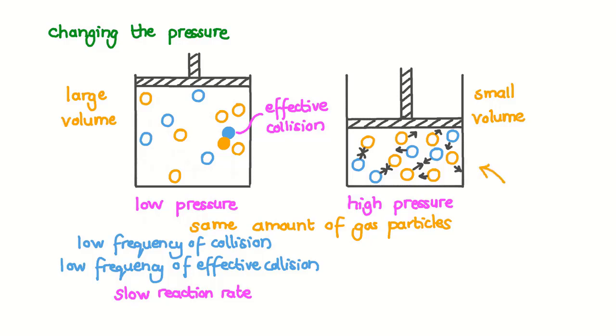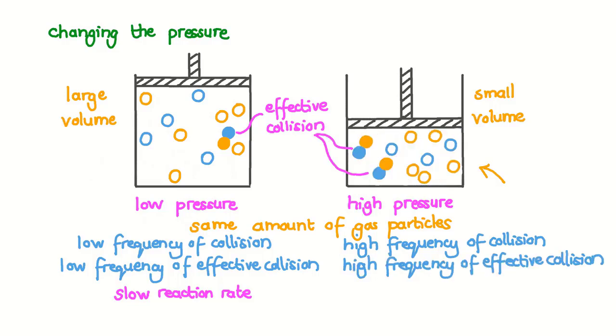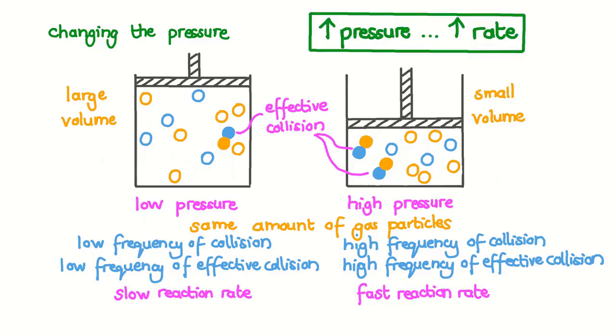For the small volumed container with the same amount of particles, there would be a relatively higher frequency of collision. The particles are more likely to bump into each other because of the reduced volume in which they can move. Some of these collisions will result in effective collisions. And at this higher pressure, there is a relatively higher frequency of effective collision, which means a faster or higher reaction rate. To summarize all of this, the higher the pressure, the faster a reaction occurs.